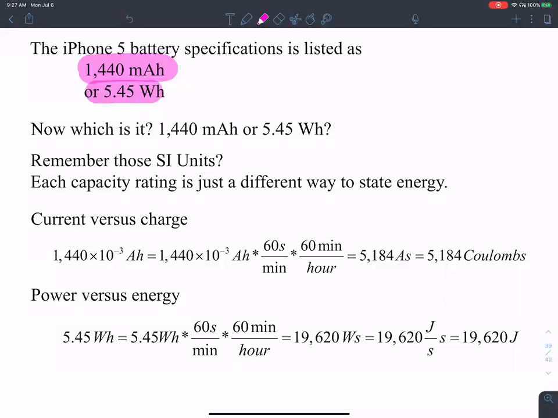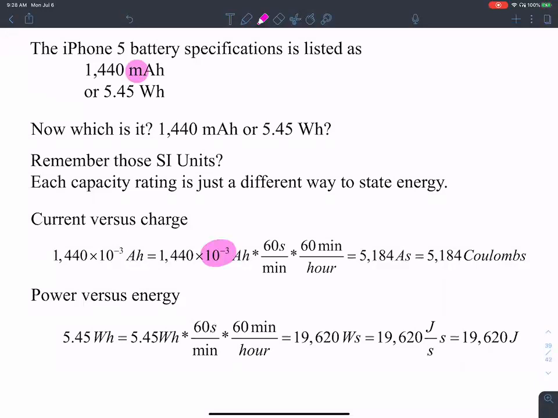Okay, so we want to be able to convert that to joules in terms of energy, or in terms of charge. In terms of charge, what we can do is convert this into known terms. The milliampere hour: I replace the milli with 10 to the negative 3.